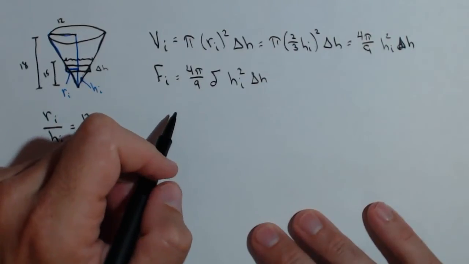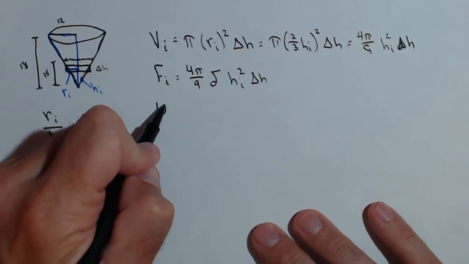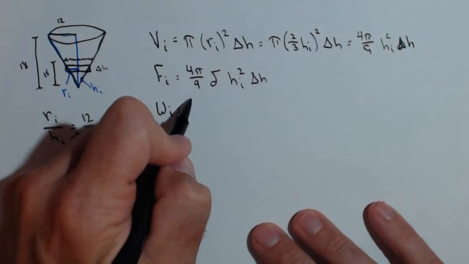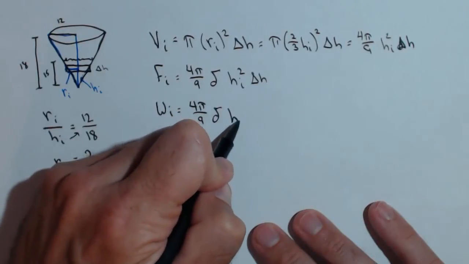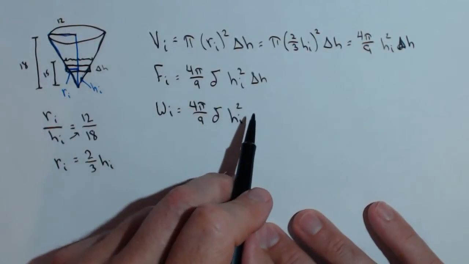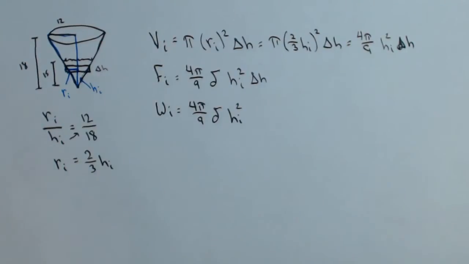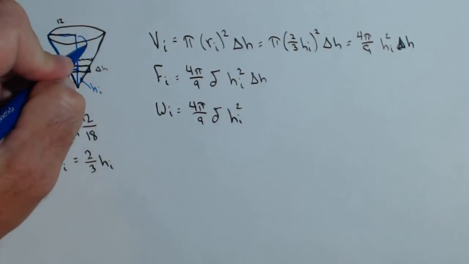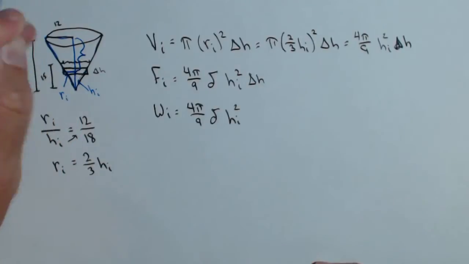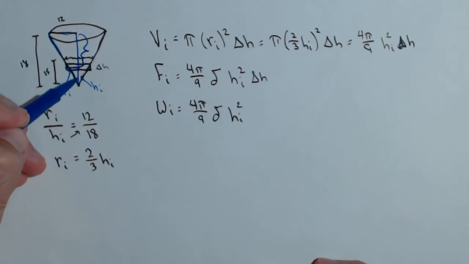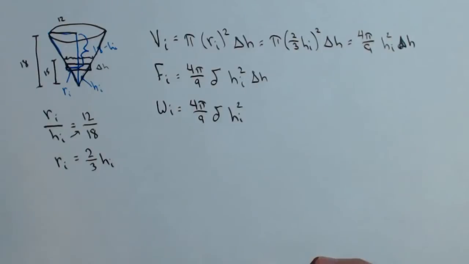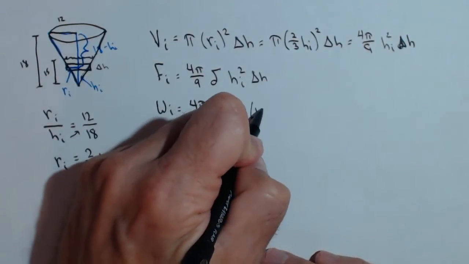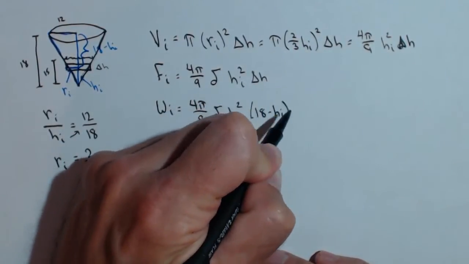All right, one more important step before we set up the integral, and I like to do the work on the ith slice. My constant's going to hang around. It's going to be 4 pi over 9 delta. The H sub i squared is going to hang around. What I need is the distance that I'm going to move that slice. That's the distance from here to the slice. Now we know this distance is H sub i. The whole line is 18, so this guy is 18 minus H sub i. So that one slice is getting moved out a distance of 18 minus H sub i.